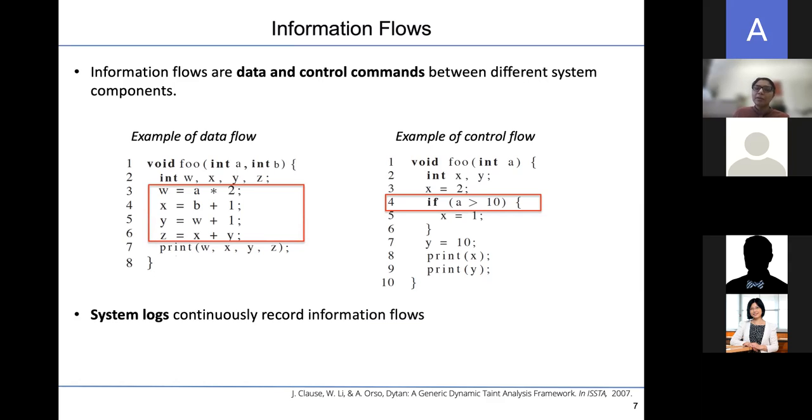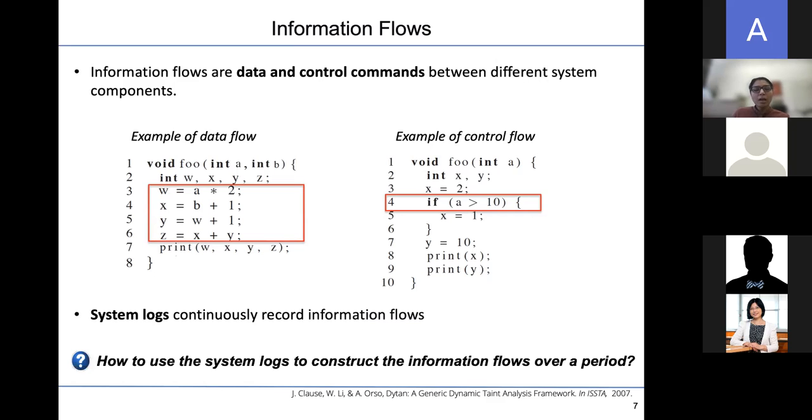So when you have an arithmetic operation occurring on the data, it generates a data flow. And on the right, I have a control flow where there is an if statement, a control operation going on. So whenever the adversary is performing a data flow or a control flow, which it will have to perform to carry out its actions, it will introduce these information flows. And these information flows will continuously get recorded in your system log.